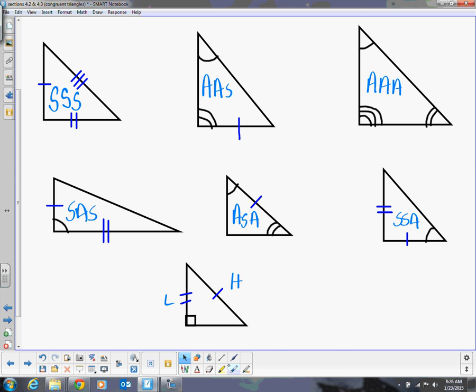Let's go back through. Which ones worked? SSS, side, side, side worked. Angle, angle, side worked. Did angle, angle, angle? No. Did side, angle, side? Did angle, side, angle? Did side, side, angle? There is no donkey theorem. Get it? That means you can't put the A word. There is no donkey theorem, unless it's HL.